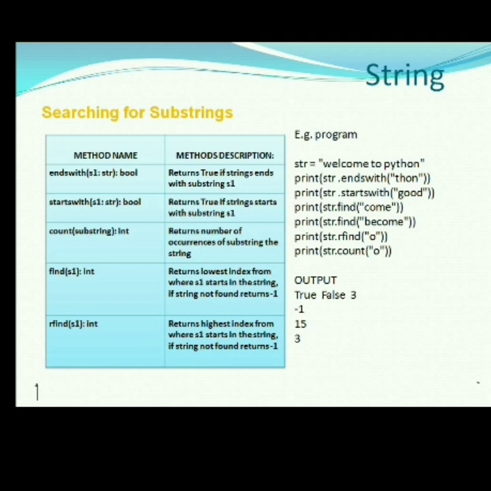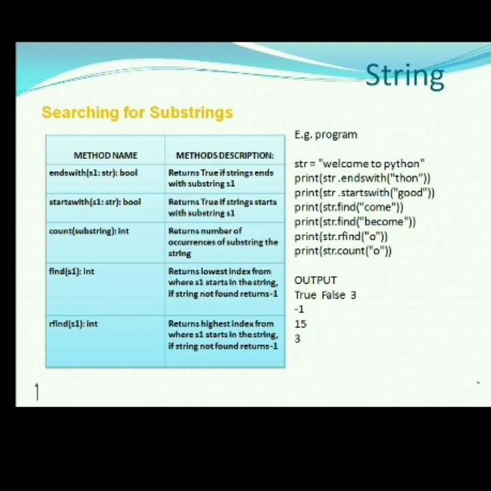Endswith method will return true if the string ends with substring s1. Here str is equal to welcome to Python and it ends with thon. Print str.endswith(thon) will return true. Startswith will return true if the string starts with substring s1. str.startswith(good) will return false because good is not there in str.